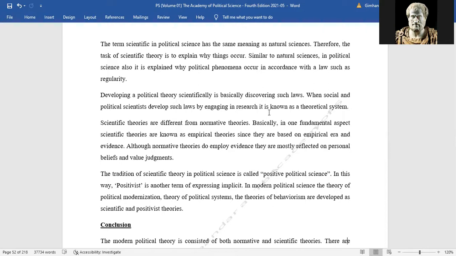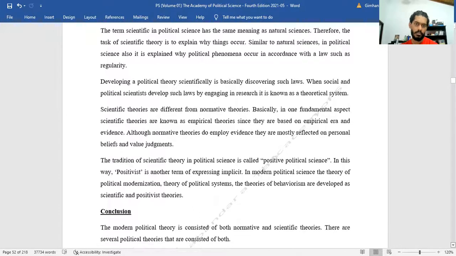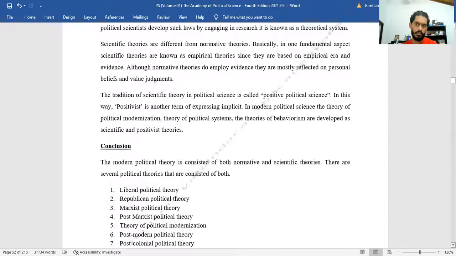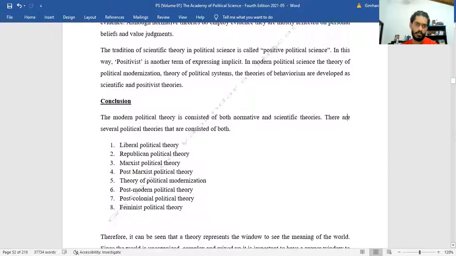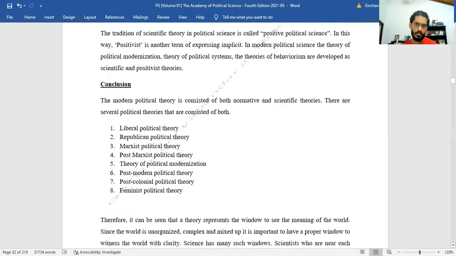When social and political scientists develop such laws by engaging in research, it is known as a theoretical system. Scientific theories are different from normative theories. Scientific theories are known as empirical theories since they are based on empirical evidence. Although normative theories do employ evidence, they mostly reflect personal belief and value judgment. The tradition of scientific theory in political science is called positive political science. Positivist is another term for it. In modern political science, the theory of political modernization, the theory of political systems, and the theories of behaviorism are developed as scientific and positivist theories.